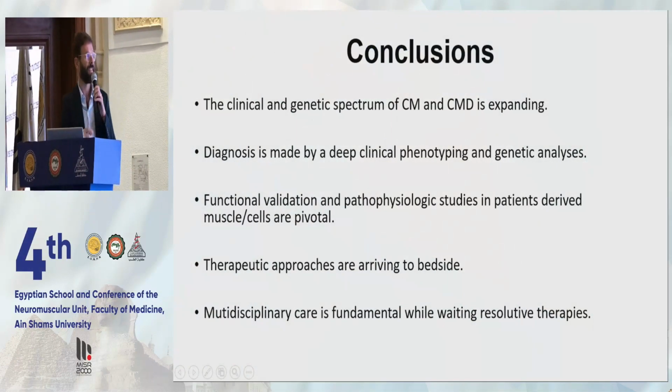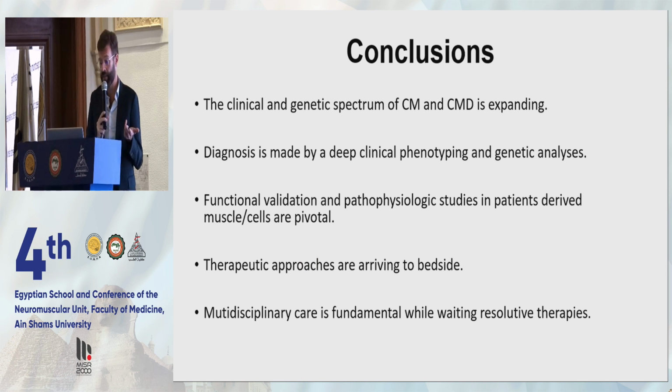So we have a condition that we need to discover and to describe. And for this, we need a deep clinical phenotype. As Eduardo told, all the responses are in the patient. And we need to do functional validation. This is very important, either with muscle, if you have muscle, fibroblast, or iPS cell. These are tools that are, of course, expensive, but very useful.